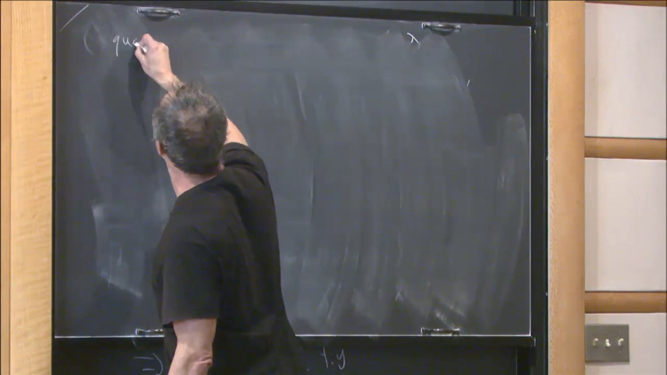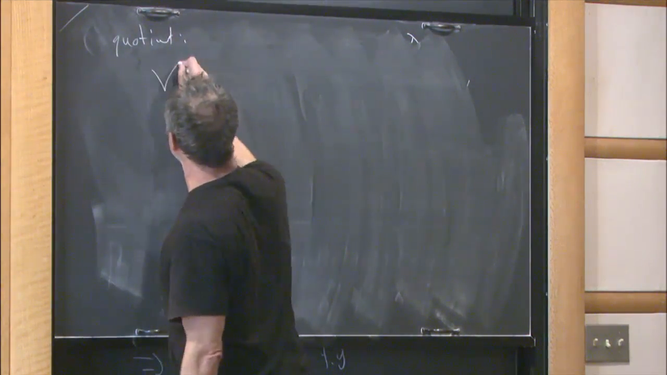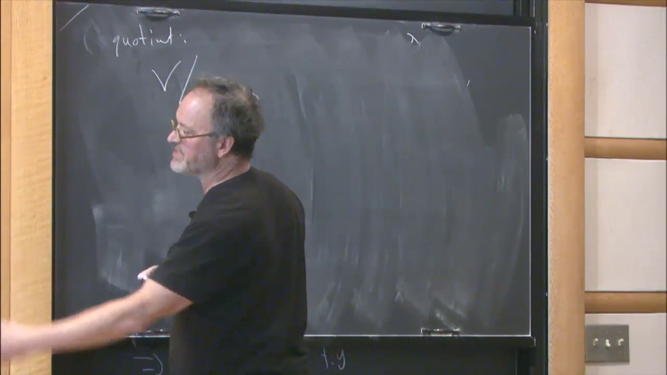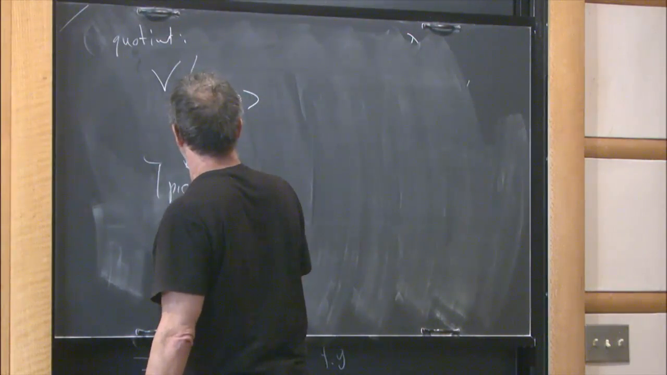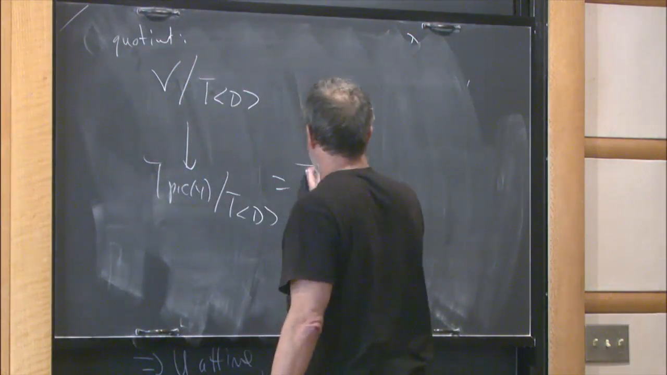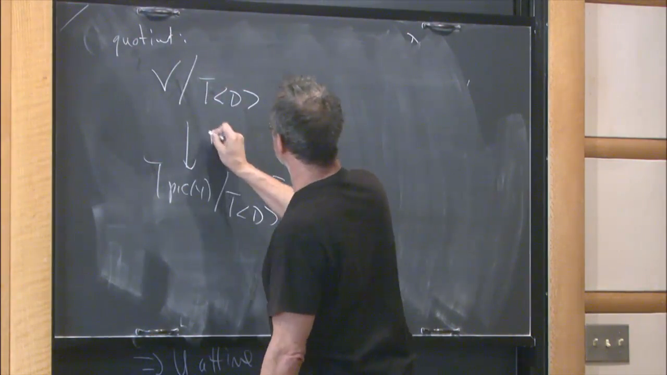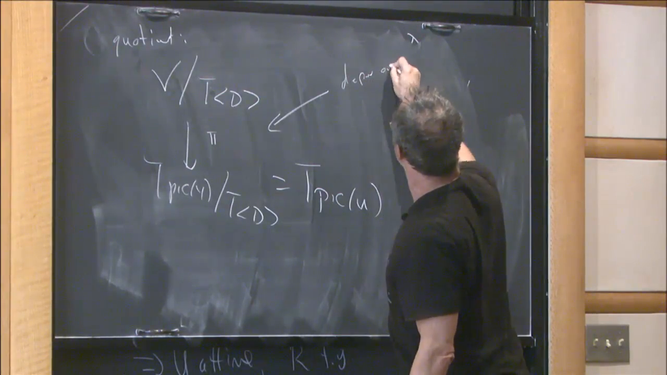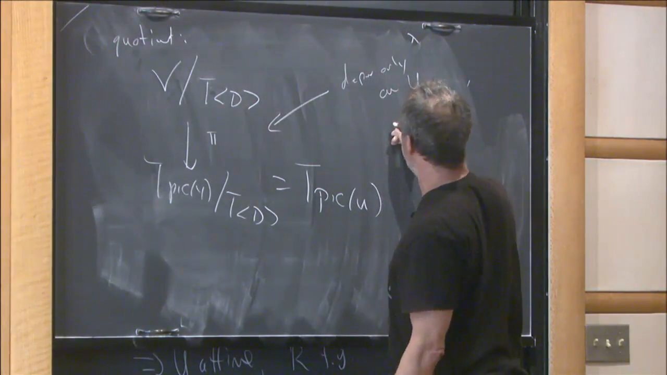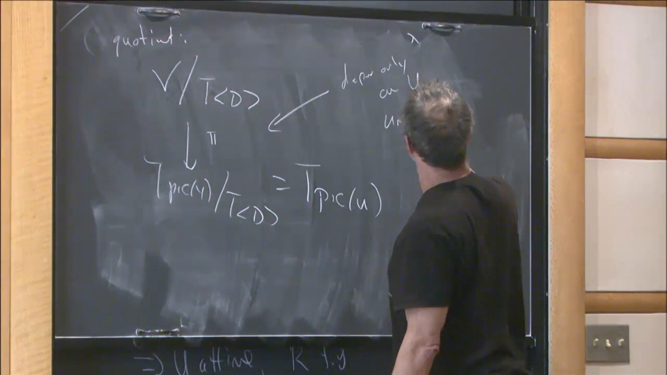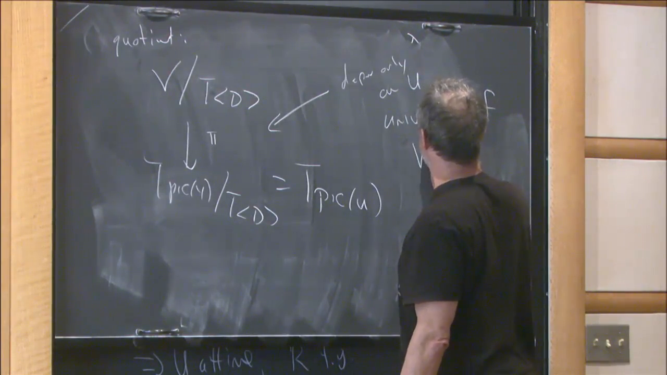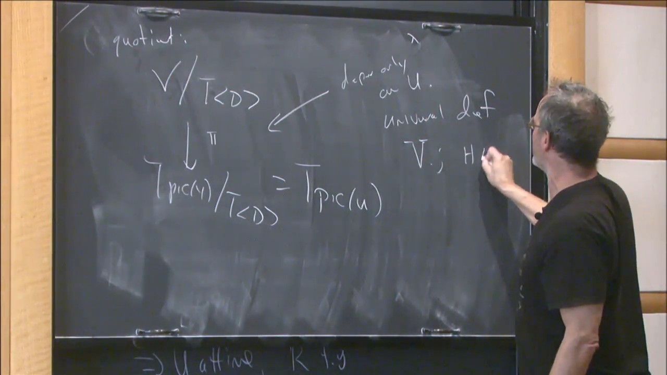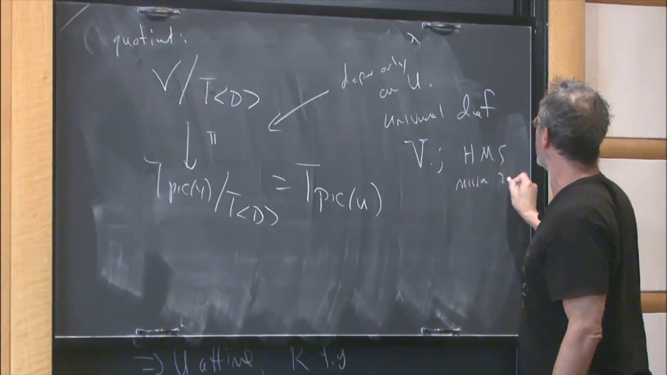Quotient gives me, let's say, V mod T_D going down to T_pick_Y mod T_D, that's T_pick_U. And now the conjecture is this is completely canonical. This depends only on U. And this is the universal deformation of one of its fibers, V. This is supposed to be homological mirror symmetry mirror to the original U.